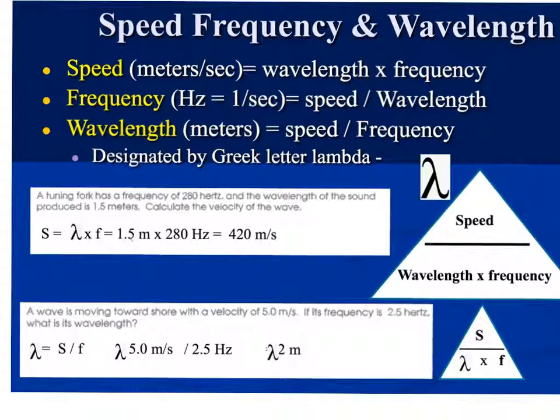Let's look at a second example. A wave is moving towards the shore with a velocity of 5 meters per second. If its frequency is 2.5 hertz, what is its wavelength? Now as we come up here, we will use the equation wavelength equals speed divided by frequency. We are shown that our speed is 5 meters per second and that our frequency is 2.5 hertz. So we will take our 5 meters per second divided by 2.5 hertz. We do the math and we will get 2 meters as our wavelength for this particular problem.